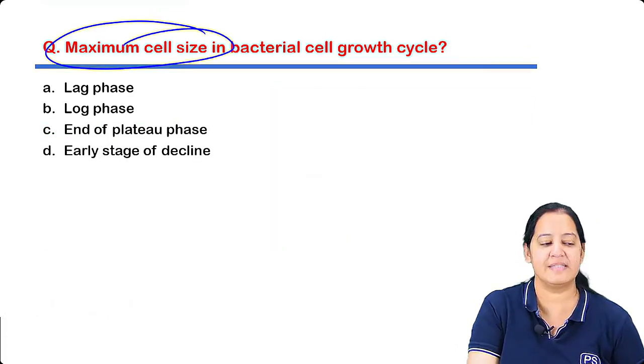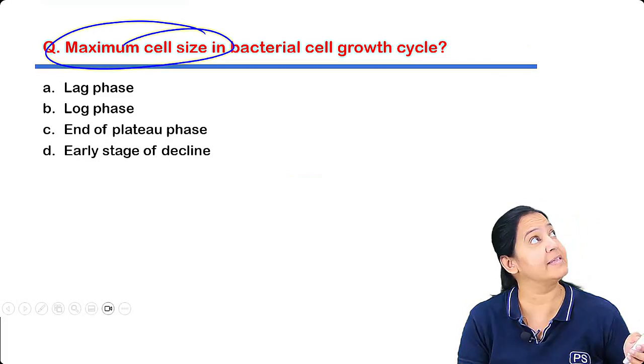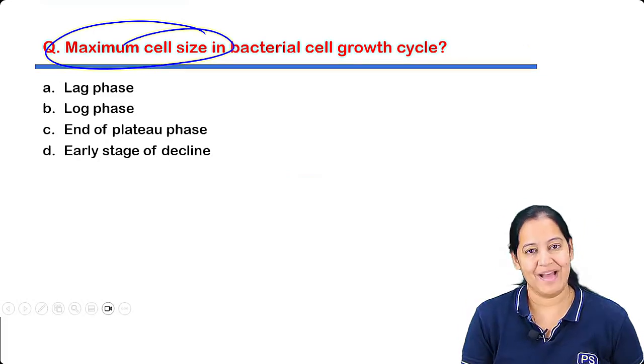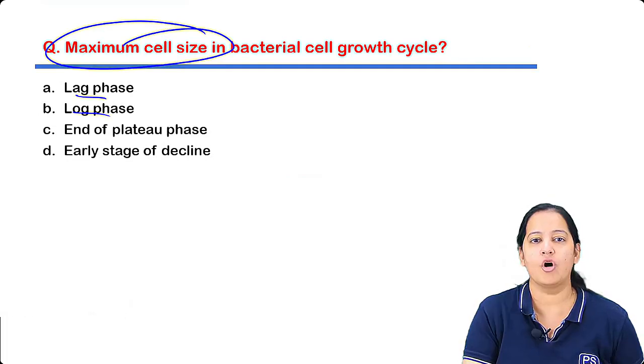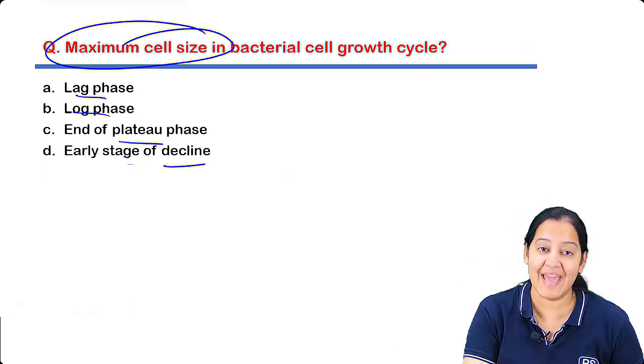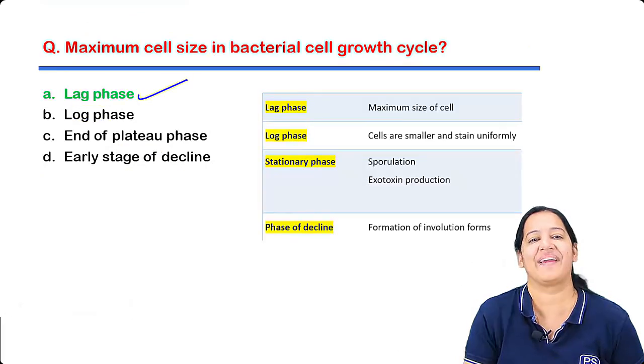Maximum cell size is seen in which phase? Is it lag, log, end of P2, or early stage of decline? What's the correct answer? Maximum cell size is seen in the lag phase. You all are right. It will be the lag phase.